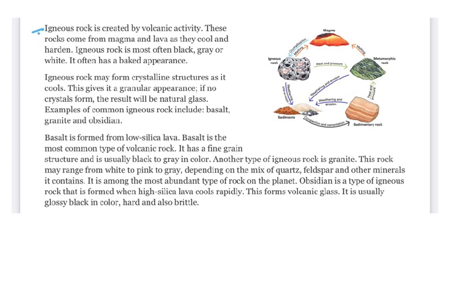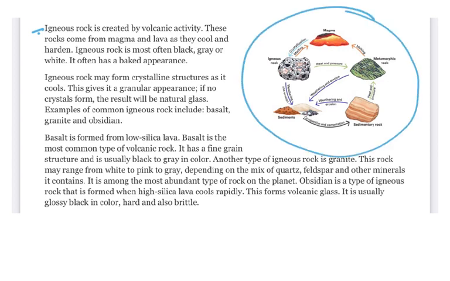Obsidian is a type of igneous rock that is formed when high silica lava cools rapidly. This forms volcanic glass. It is usually glossy black in color, hard, and also brittle. This is a picture of the entire rock cycle right here, and I am going to go back to that after we finish reading the article.